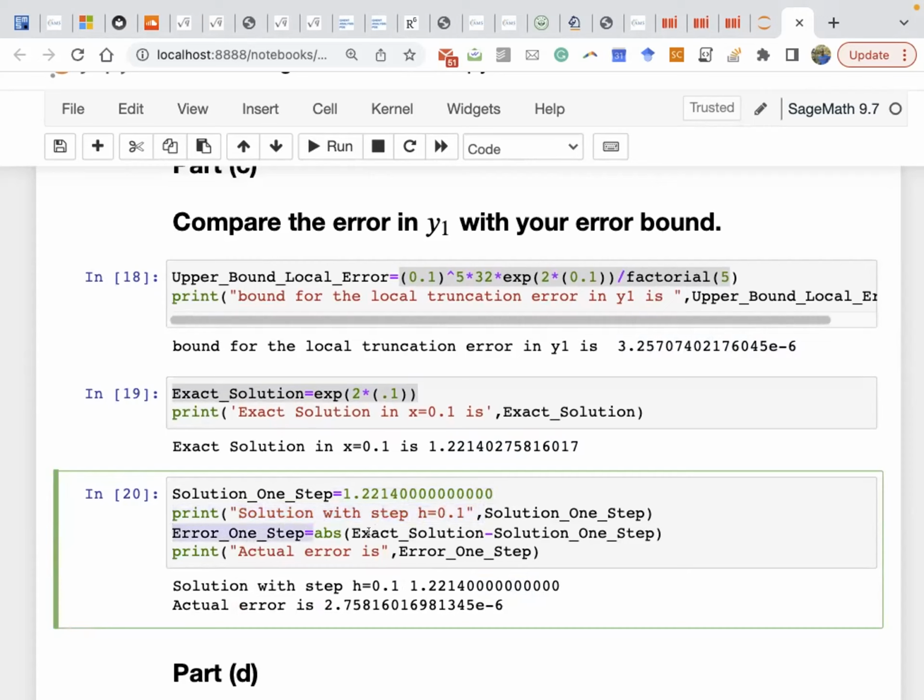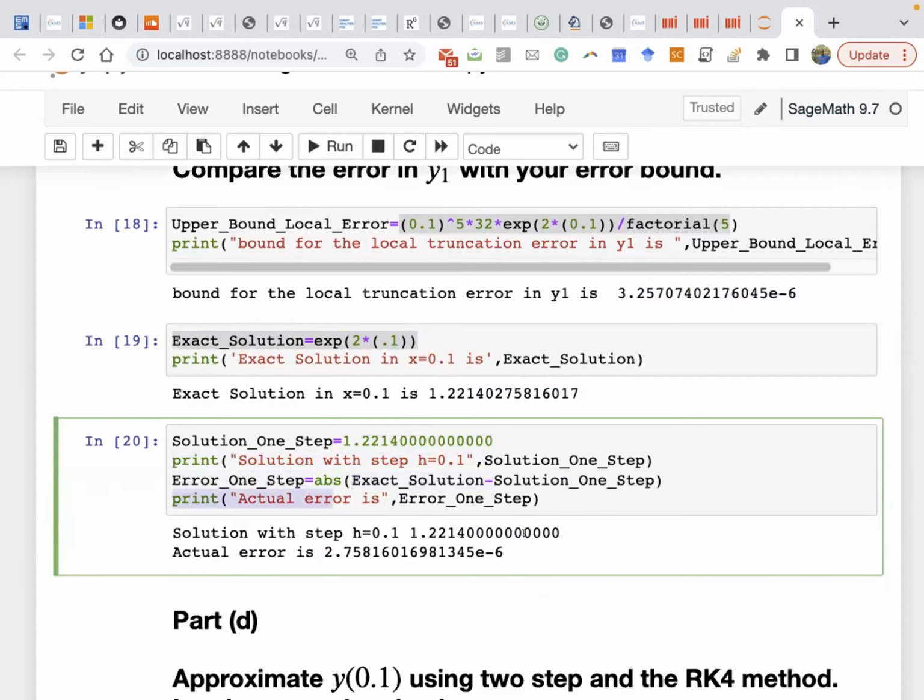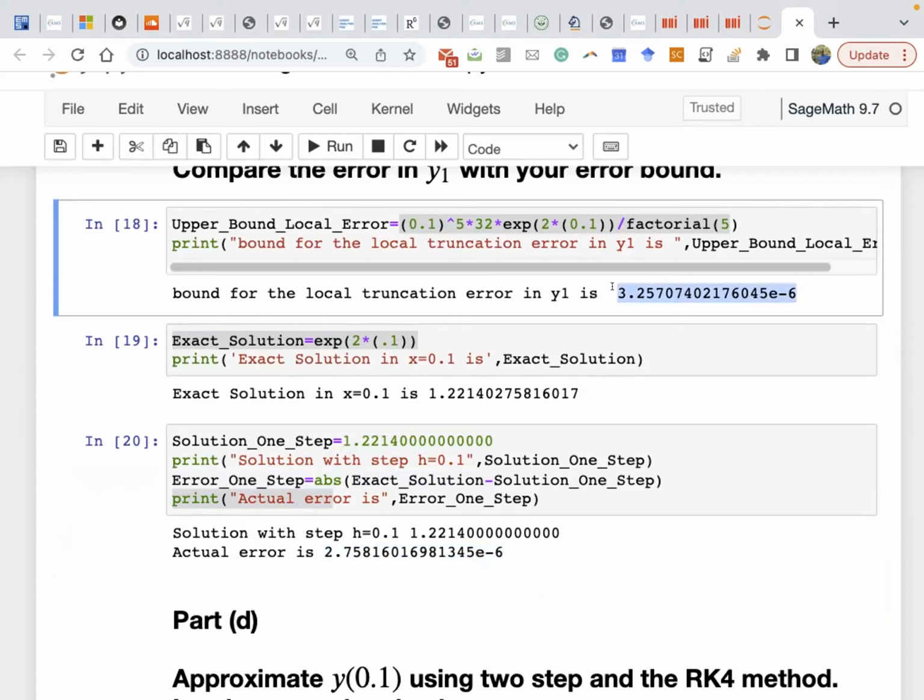So the exact solution is this guy. So error is absolute value of exact solution. So actual error will be this guy. So actual error 2 times 7. What was the upper bound for error? Was this guy. So upper bound is 3.25. But the actual error is this guy. So definitely this should be more than this 2.7, 10 to the minus 6.